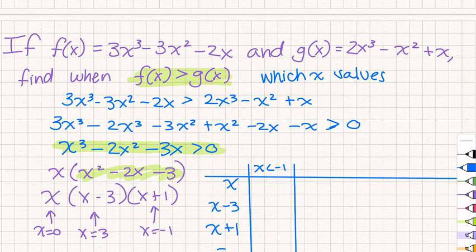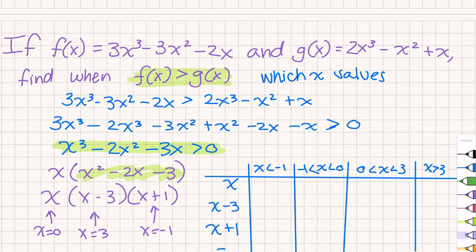We're going to check when x is in between negative 1 and 0. We're going to check when x is in between 0 and 3. And we're going to check when x is greater than 3. So you choose whatever values you want. So if we use, say, negative 2, we get negative, negative, negative, so our answer is negative.